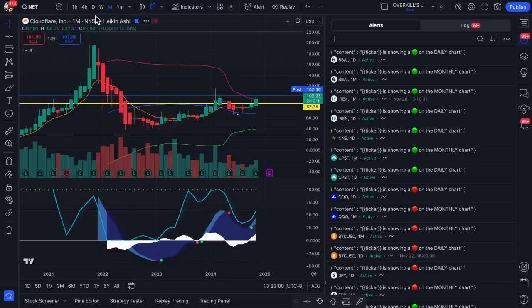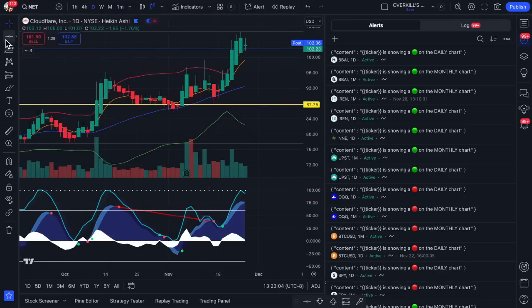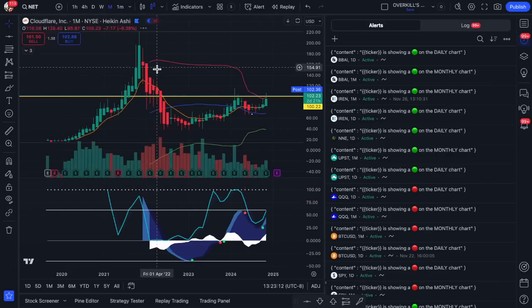So here's NET. This is an Amazon affiliated company here. Also another one that looks a little toppy up here on the daily. I put a stop loss on this one at about $100. If it breaks, I look to buy it into this blue line right here. But the trend is very strong, guys.